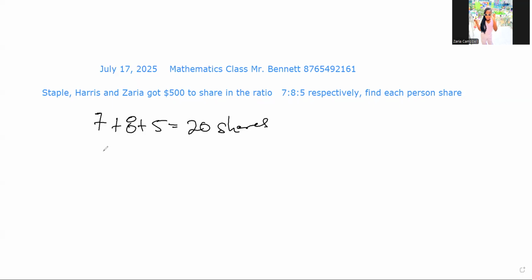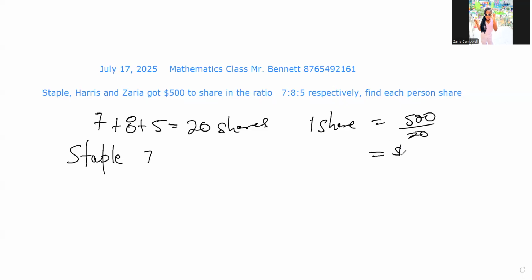So first we're going to find David's share. 7 shares equals 20. Oh wait, we didn't find one share yet. Hold on. One share equals 500 divided by 20, which equals 25. So now we can do David's share. 7 shares equals 25 times 7, which is 175.